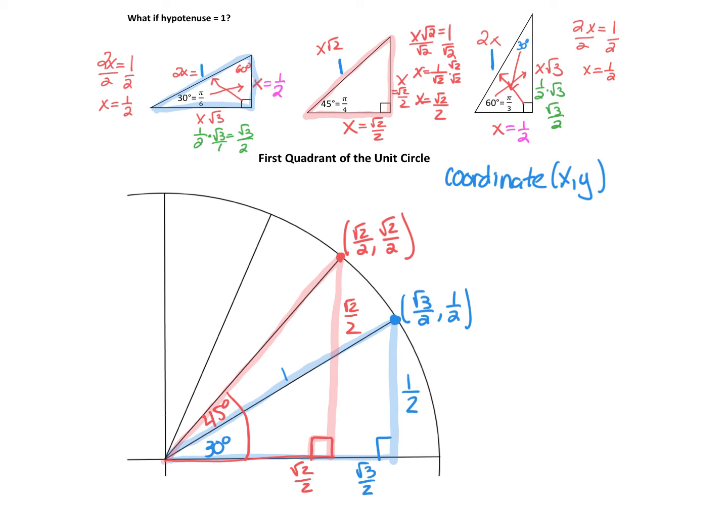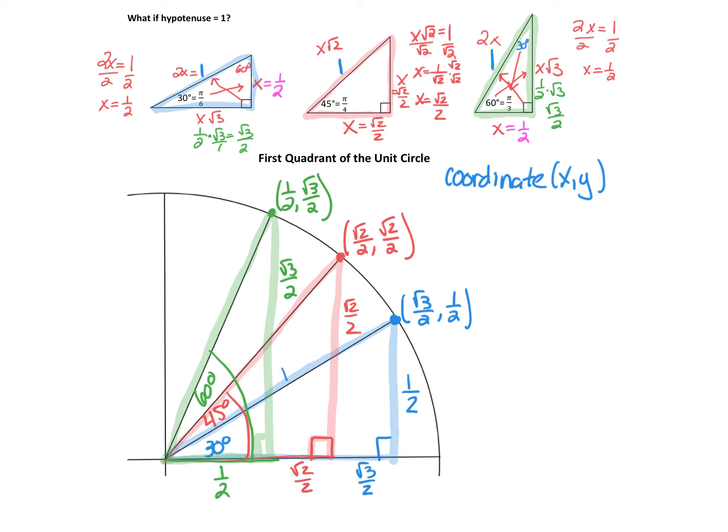Now the last triangle I'm going to draw is this 30, 60, 90, but with the 60 as the main angle. So that's going to go right here. And so 60 degrees is this whole angle. In my 60-degree triangle, my 1/2 length is here, and my root 3 over 2 length is here. So this coordinate is going to be 1/2 comma root 3 over 2. And so those are my 3 key coordinates in the first quadrant of my unit circle.